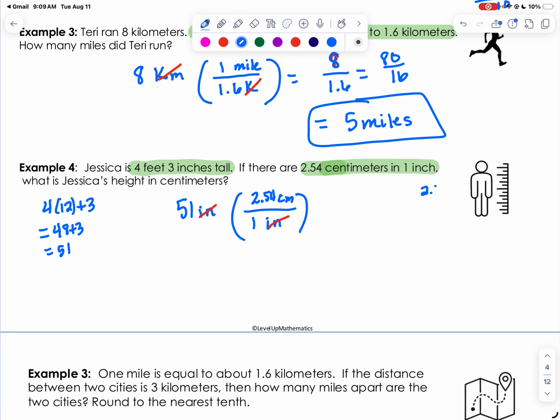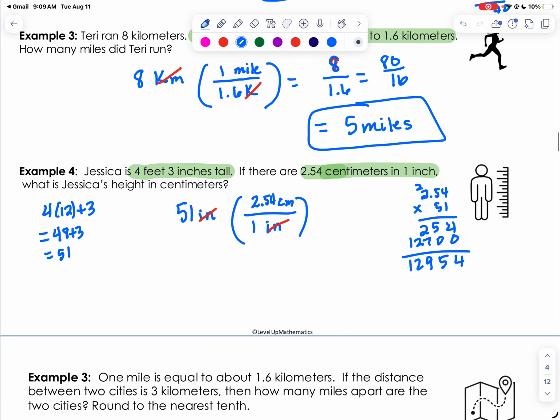So 2.54 times 51, that would be 4, 5, 2, 27, 2, 12, so 4, 5, 9. Now, there are 2 numbers after the decimal, so I'm going to move my decimal in 2 places, and this would be 129.54 centimeters.